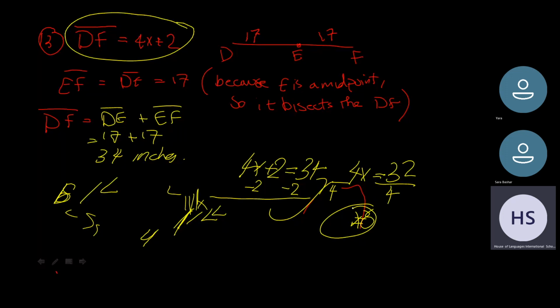Teacher, but how did you get it? Divide by 4. Divide by 4. X will be 8. Anyways, we will solve this one. We want to find the bisect. Bisect means cut it in the middle. Stop talking. 4x plus 2 equals 34. Minus 2, minus 2. The negative 2 must be here. Solve it as an equation.